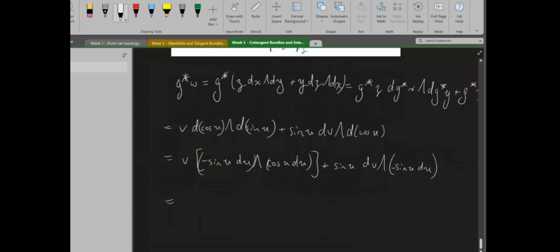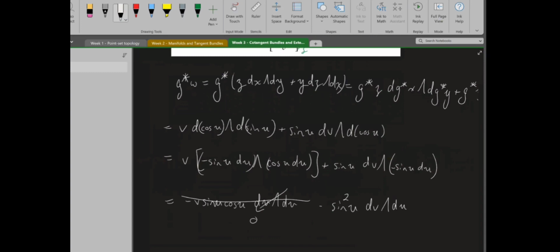Okay, so simplifying further, I just apply the wedges. I can pull out the smooth part, negative sine u and cosine u. So I get negative v sine u cosine u, and then I have du wedge du. I meant to notice this earlier, which of course is 0. This whole part is bogus. But for the other part, we have plus sine u, and you can factor out the minus sine u and write negative sine squared u dv wedge du.